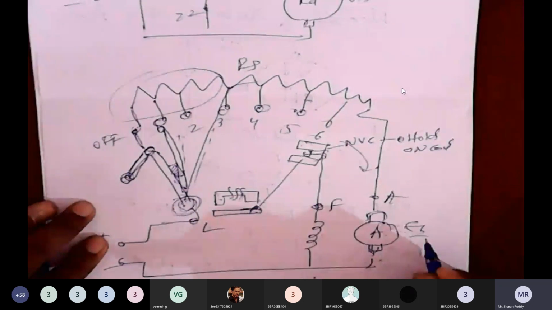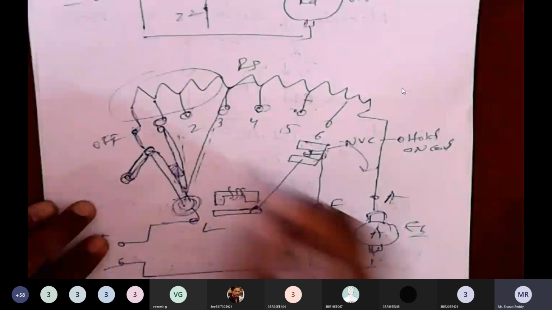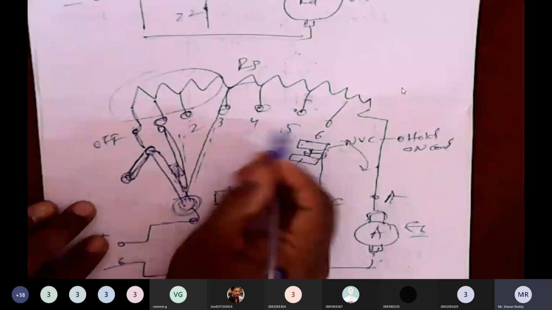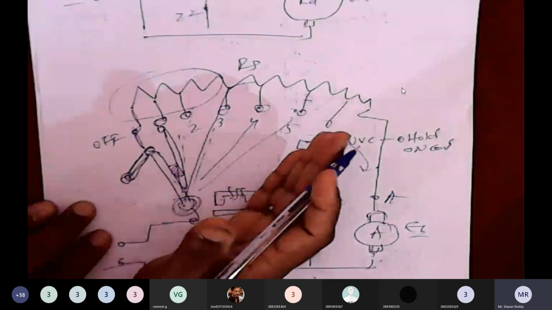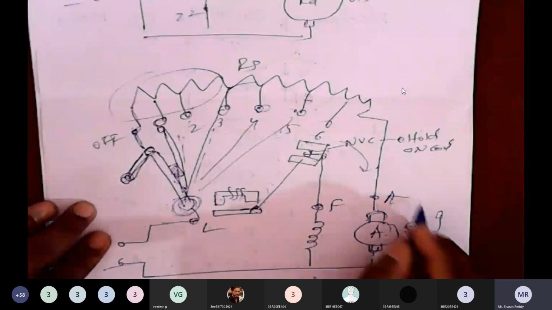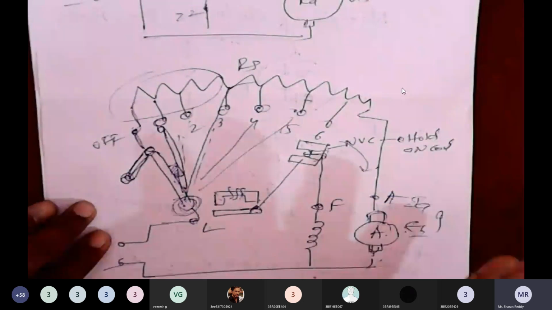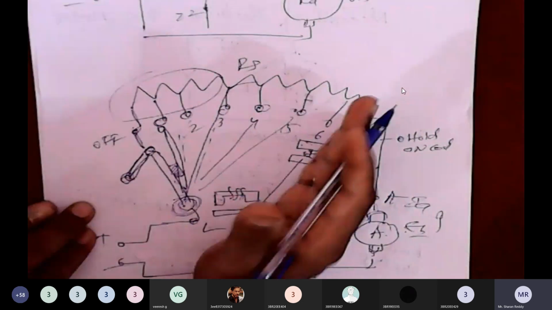As we move towards the right, stud number 2, 3, 4 like this, we slowly decrease the resistance. Thereby the motor speed is increasing and it is developing back EMF. That back EMF will take care of the extra current, so the motor will not draw more current. Initially full resistance should be included in the circuit.